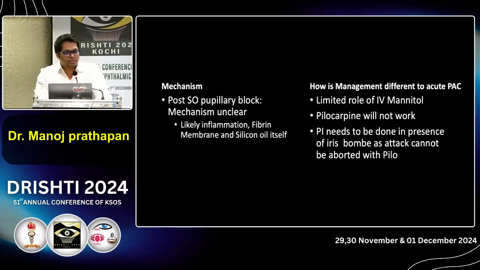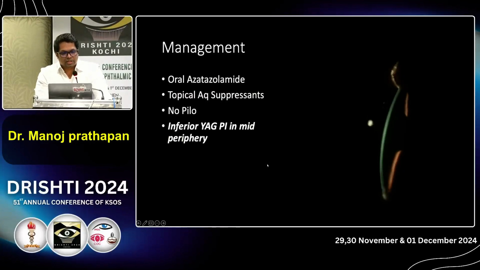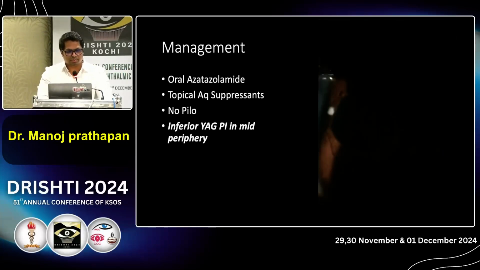So how is the management different? There is a limited role for mannitol because there is no vitreous to dehydrate. Pilocarpine will not work because there are 360 degrees of posterior synechiae. And PI also has to be done in the presence of a mid-dilated pupil and an attack. So you have to choose an area which doesn't have an iris contact. It is usually in the mid-peripheral iris that we do the laser peripheral iridotomy.